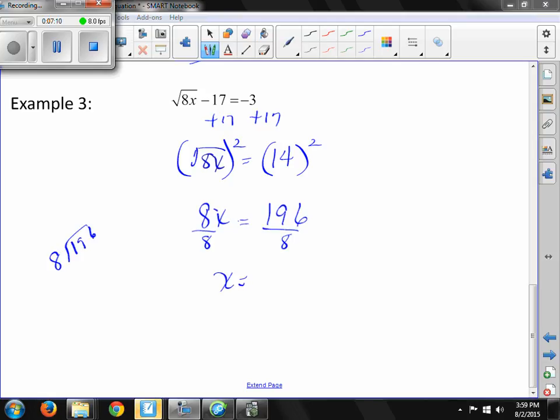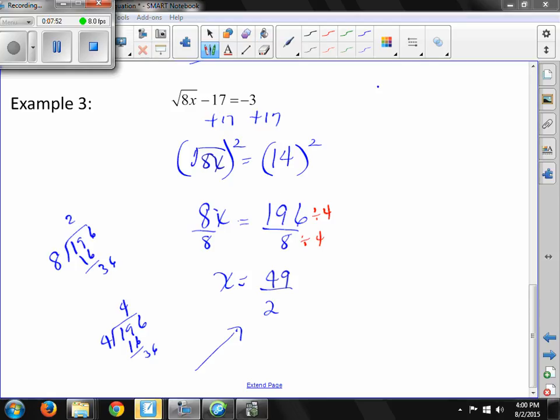Let's see. It doesn't go evenly, but we can reduce it. Let's see, if we divide both of these by 4, I believe it will reduce to 49 over 2, since 196 divided by 4 would be 49, and 8 divided by 4 would be 2. So this is a potential solution, and I hope it will turn out to be a solution. It's a possible solution at this point.